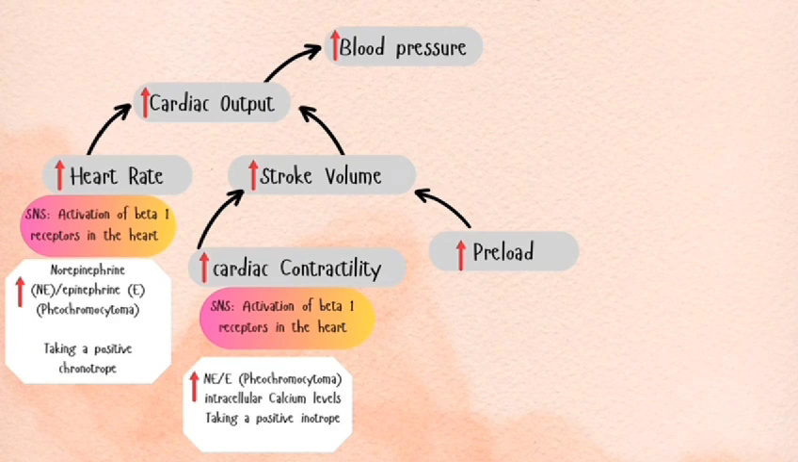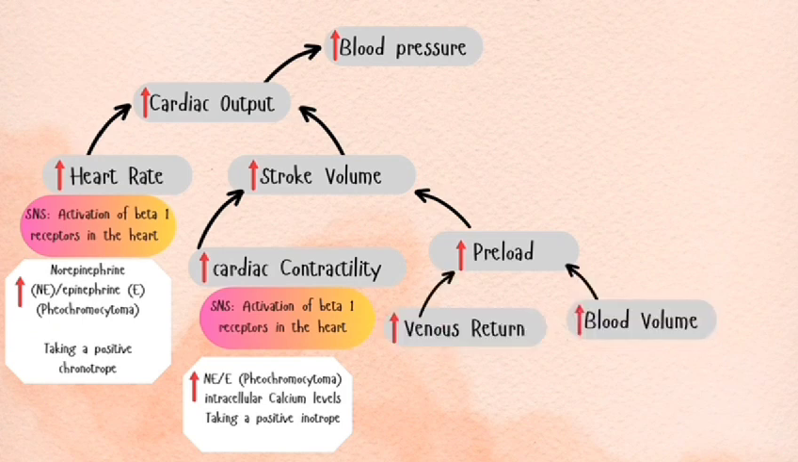Now let's talk about the other factor affecting stroke volume, preload, which is the volume of blood stretching the heart muscle at the end of diastole. Increased preload enhances stroke volume because the more the heart muscle is stretched during filling, the more forcefully it contracts. This results in higher cardiac output, but remember, within limit.